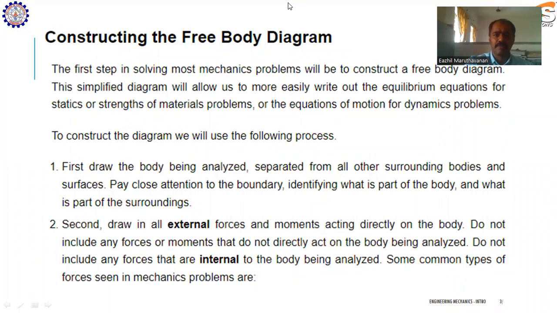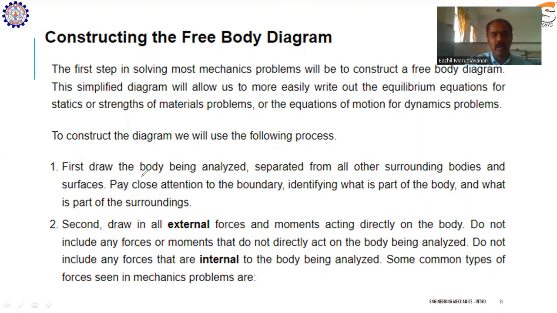For the construction of a free body diagram, we must consider these steps. The first step in solving most mechanical problems is to construct a free body diagram. A simplified diagram will allow us to more easily write out the equilibrium equations for static or strength of materials problems, or the equations of motion for dynamics problems. To construct the diagram, we'll use the following process.